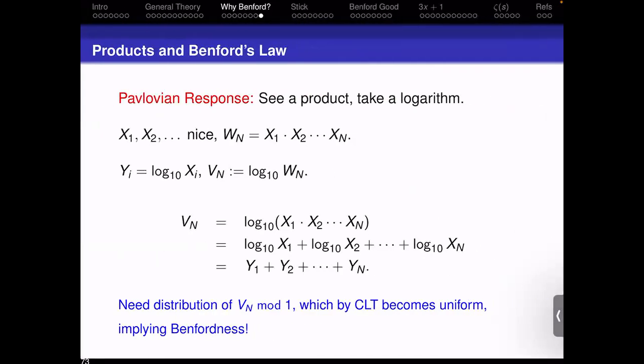And this explains why so many processes become Benford. If we're in a situation where we have a lot of multiplication, a lot of factors like this coming into play, it's going to give us a really nice Benfordness.